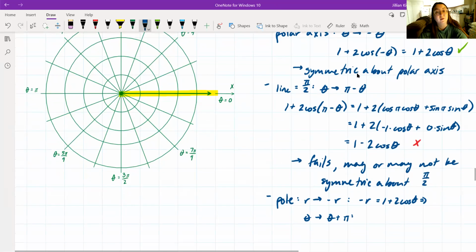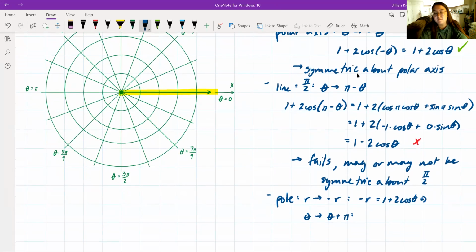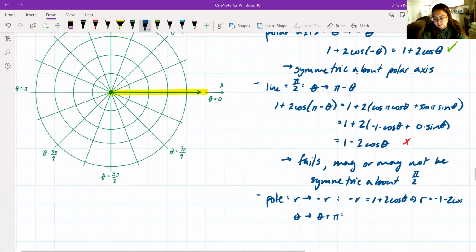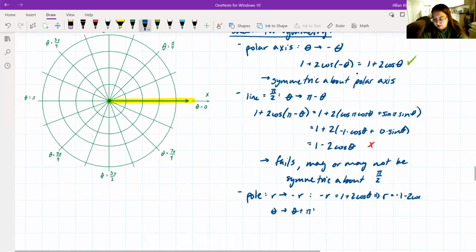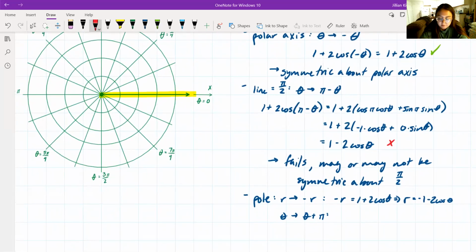So if we multiply each side by -1 to get our value of positive r, we would then end up with r = -1 minus 2 cosine of theta. So that fails.